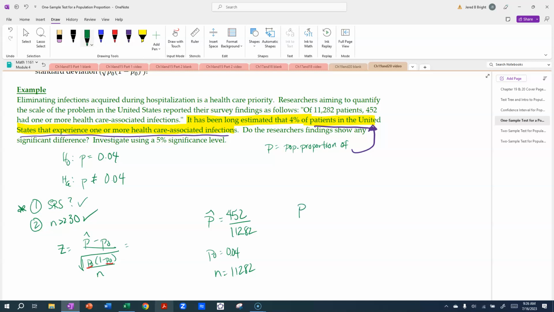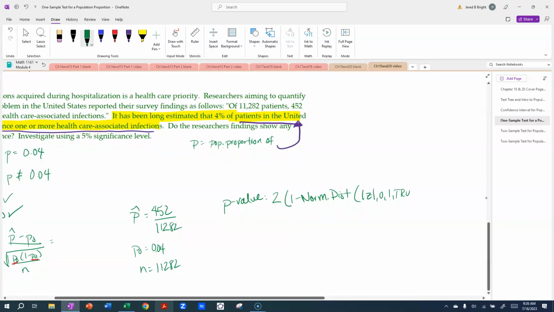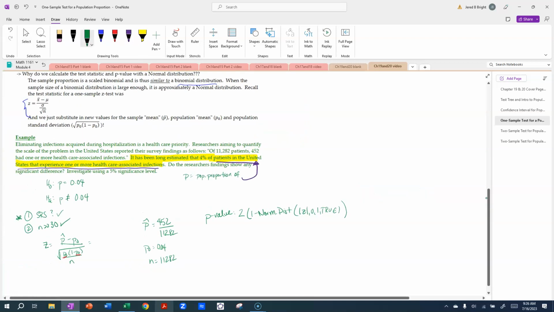When I calculate our p-value, though, there's a lot of p's floating around. I just want to be clear. I'm going to do 2 times 1 minus norm.dist of the absolute value of Z and then 0, 1, and true because I have a two-sided alternative. So I need to figure out what Z is over here, take the absolute value of it, and then put in 0, 1 for the population mean and standard deviation since it comes from a standard normal distribution, and I'll add my p-value. Okay, so let's go into Excel and do all that.